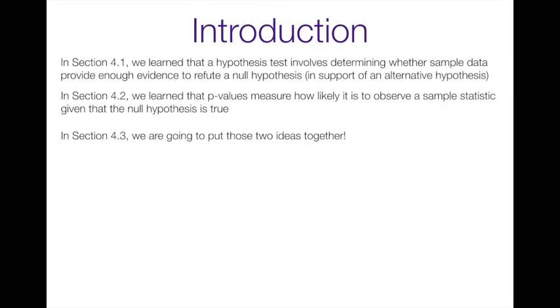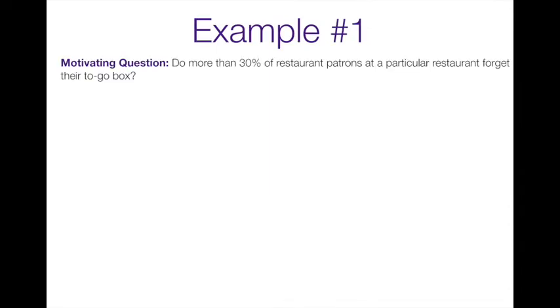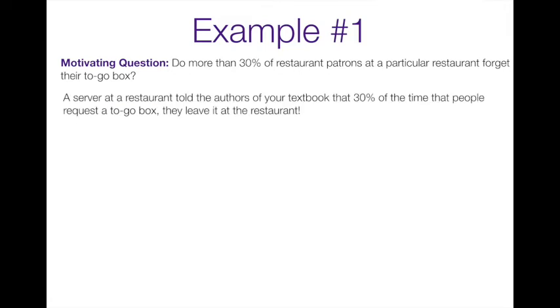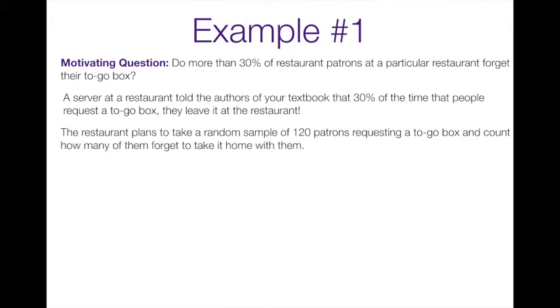So we're going to see how I use a p-value to measure the strength of the evidence that I find in a hypothesis test. As always, we have a motivating question. Today's motivating question is, do more than 30% of people forget their to-go box at a restaurant? The authors of your book were out at a restaurant and their server told them that 30% of the time that people request a to-go box, they leave it there. So that's the story behind this question.